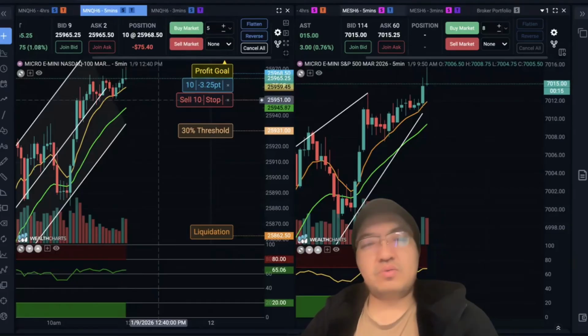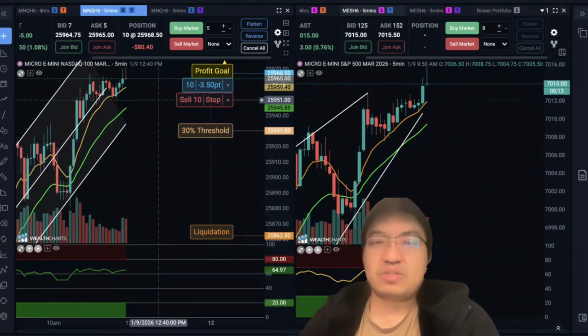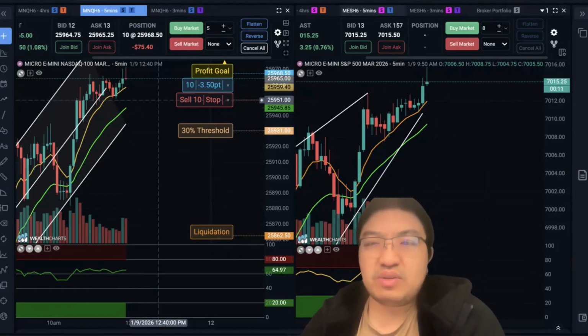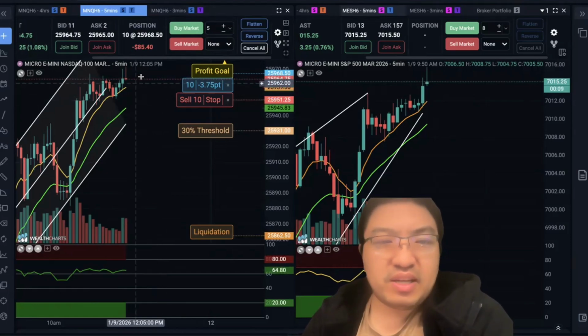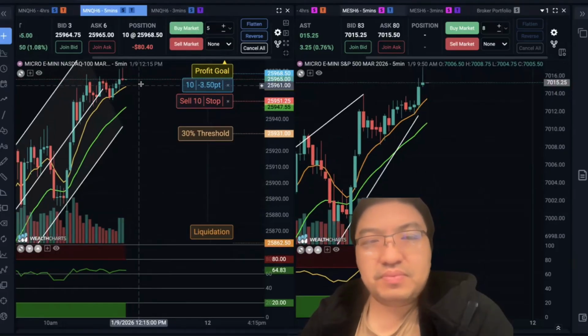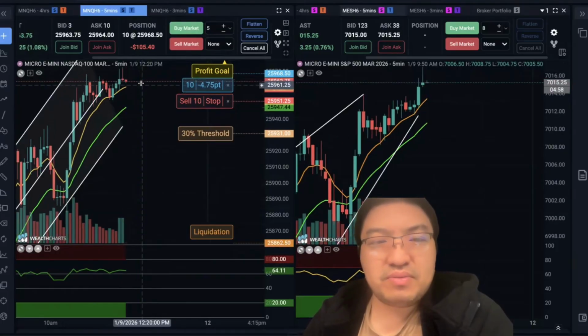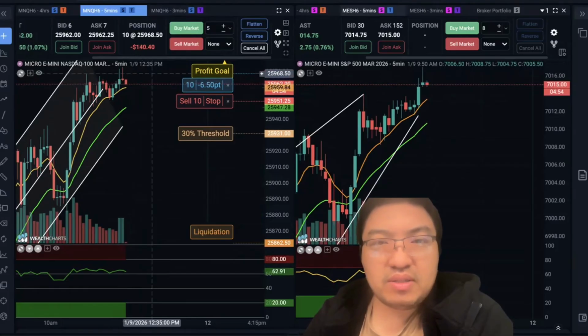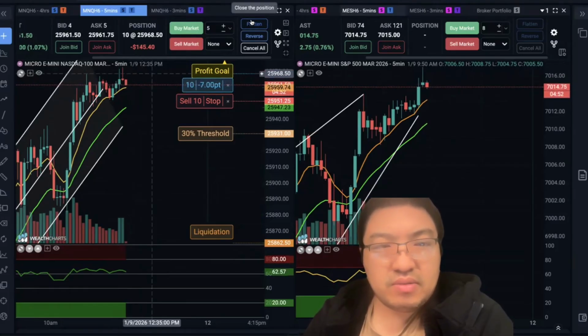Uh-oh, it got rejected. I don't like this rejection. That means a potential reversal pattern. If the next candle shows something covering here, then it's a reverse. Oh, see this candle. Okay, maybe I need to quit. I need to quit.